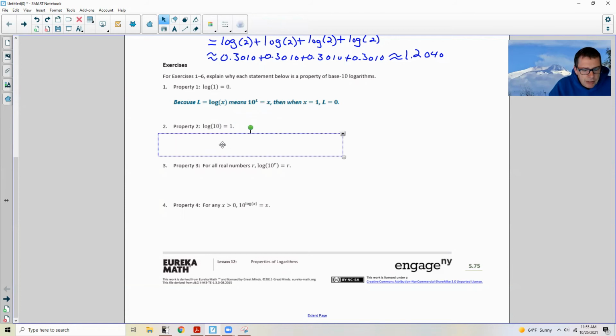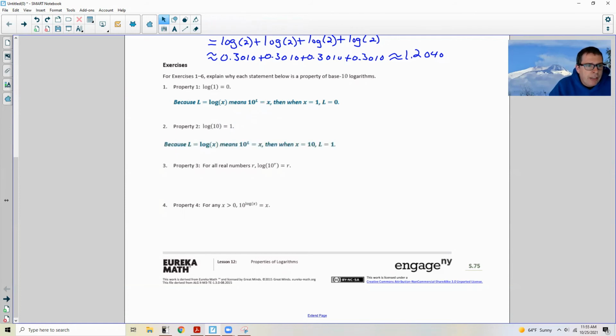So basically what that is saying is that because L equals the log of x, it means 10 to the L equals x. We're just going to keep writing that every time. Then when x equals 10, put 10 here. So if I substitute these in, 10 to the L at L equals 0 is saying 10 to the 0 equals 1 in this problem, and that is true. And in this case, when x equals 10, L has to be 1, and 10 to the first power is 10, okay?